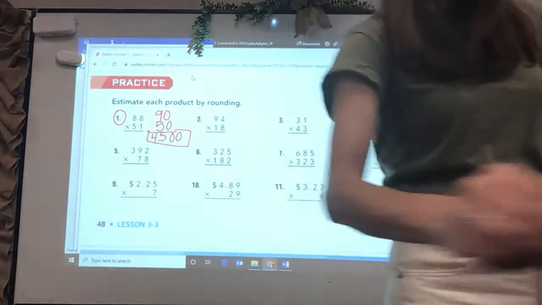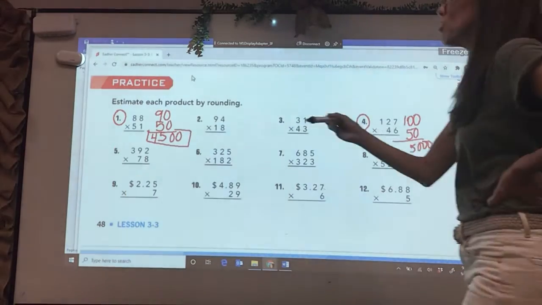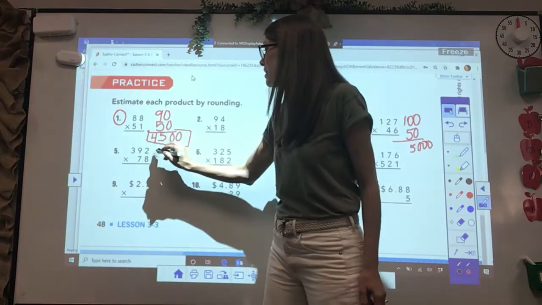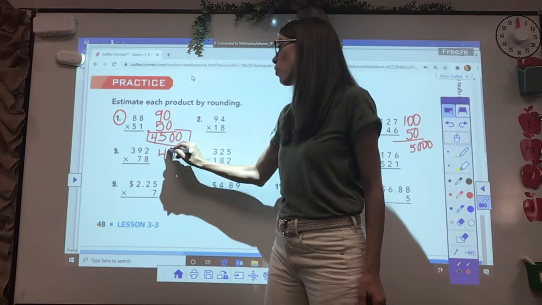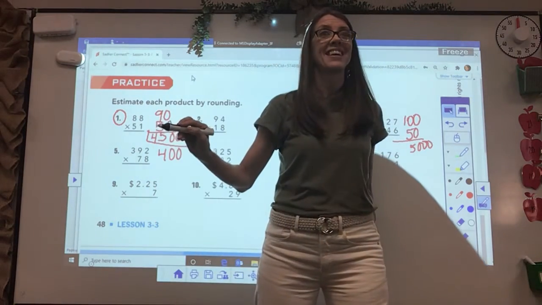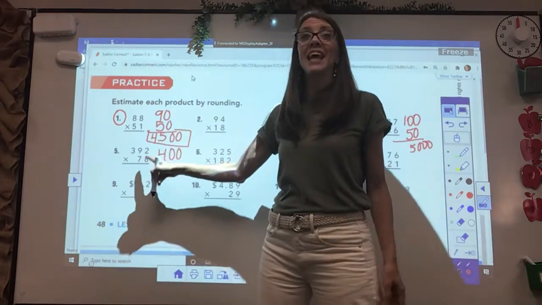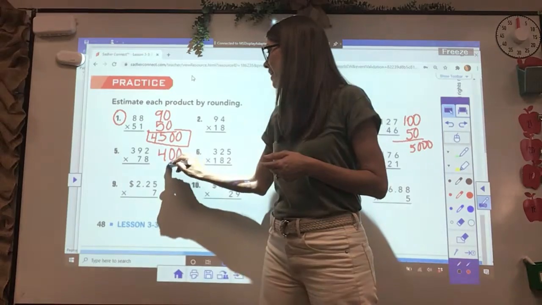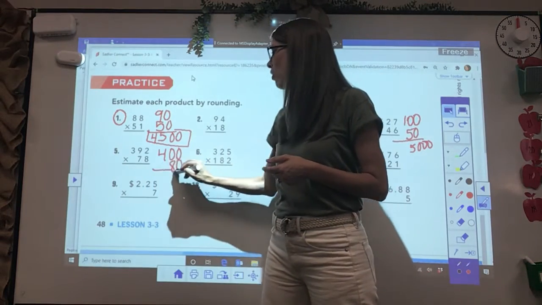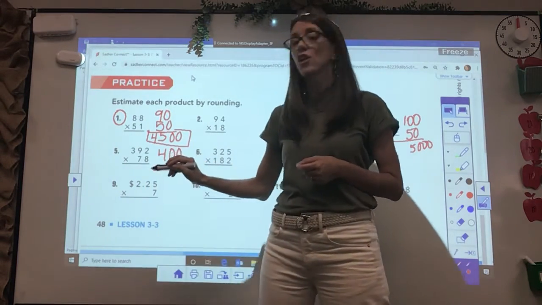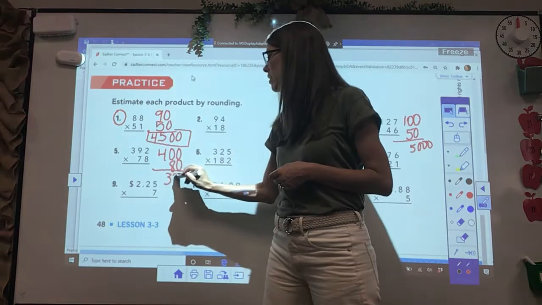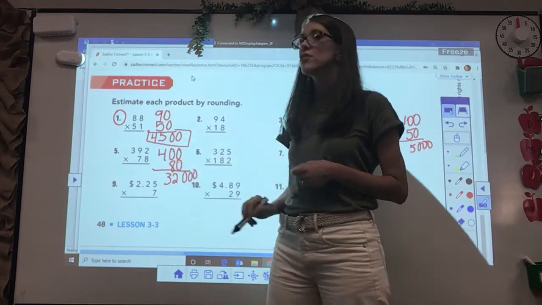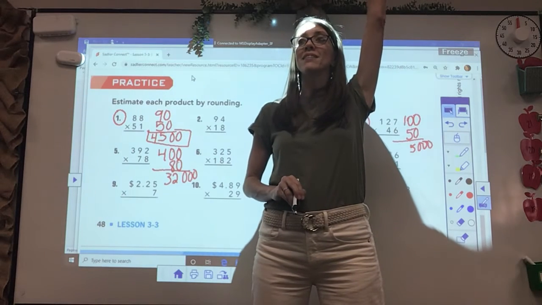All right, let's do this one. 392 rounded to the furthest spot is going to be 400. And then 78 to the furthest spot is what? 80. Now, 4 times 8 is 32. And the 1, 2, 3 zeros makes it 32,000. Raise your hand if you got it.